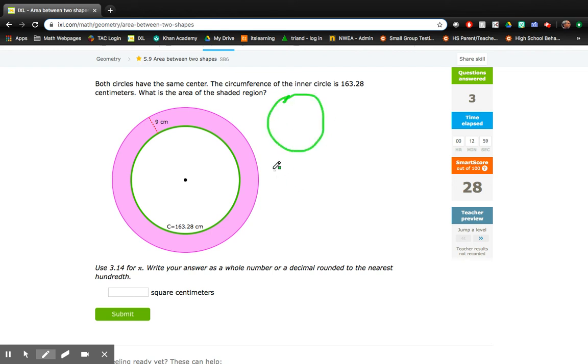So I have a big circle. I'm going to find the area of that. And then I have a littler circle, and I'm going to find the area of that. And remember that the area of a circle is pi times radius squared, right? So the measurement that I need when I want to find the area of a circle is the radius, which is the distance from the center of the circle to the edge of the circle.